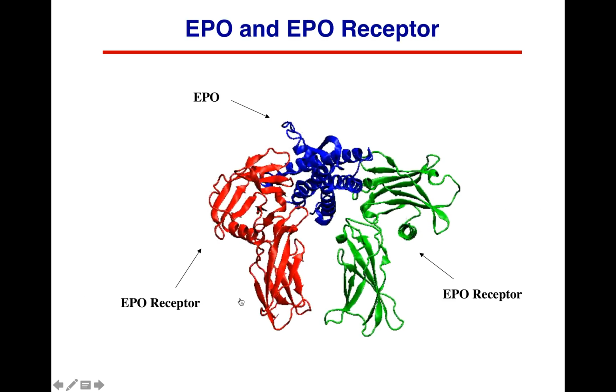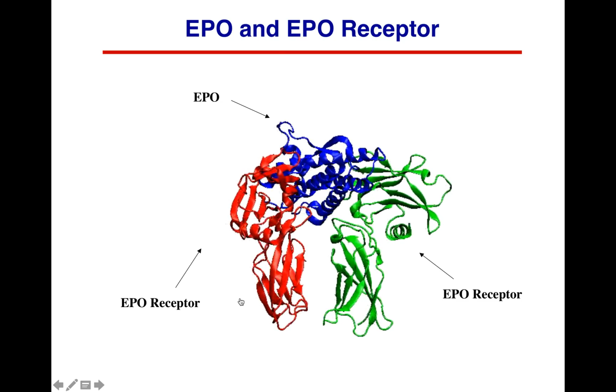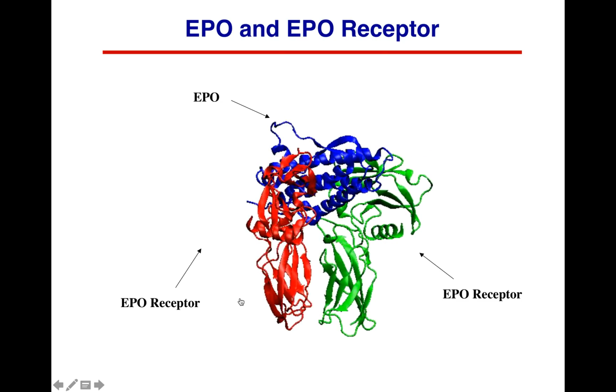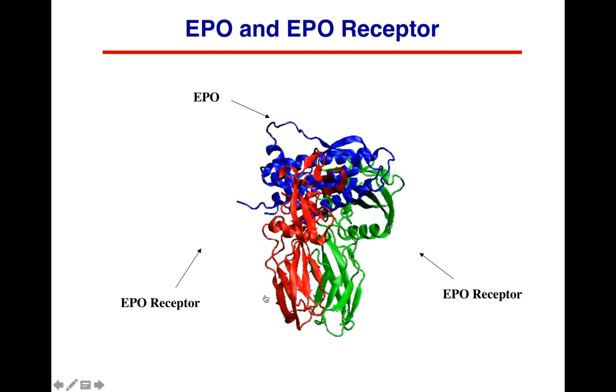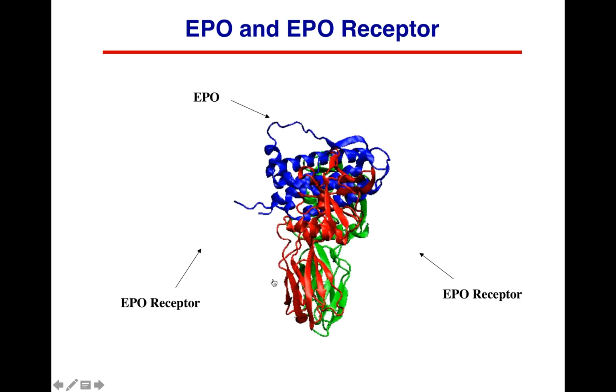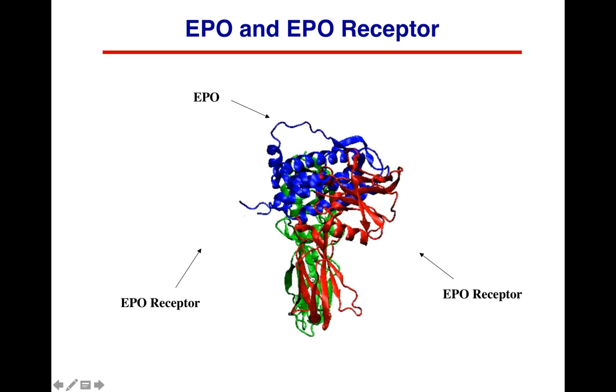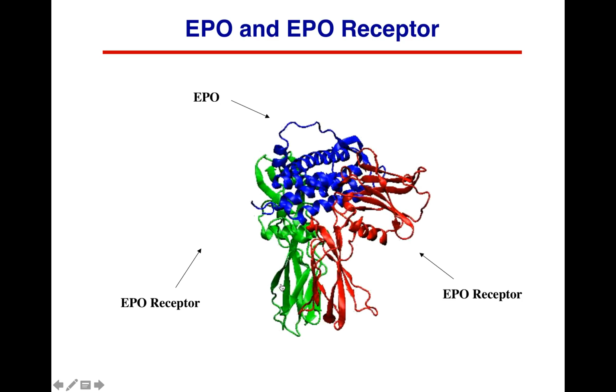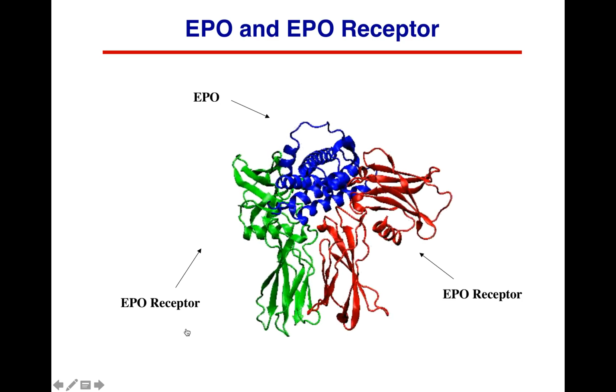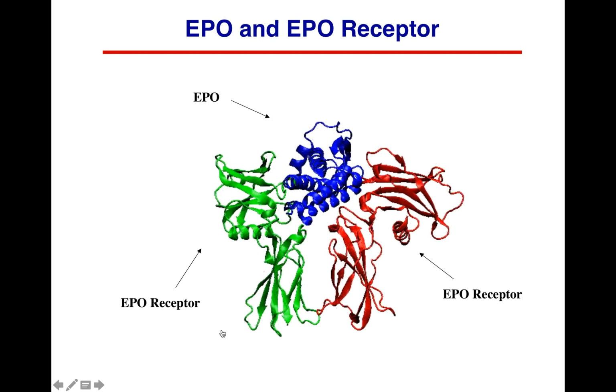Now, one of the first families is the hematopoietin family, and these are characterized by basically being homodimers. If we look here, the green and the red are the two arms of the receptor. The blue is the actual cytokine. This is EPO, the cytokine erythropoietin.